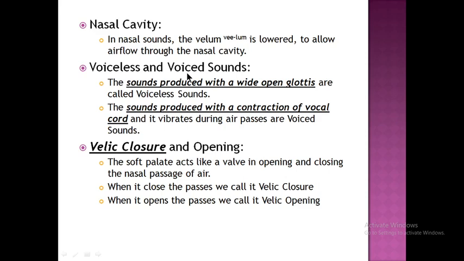Okay, let's understand two different concepts of sounds, which are voiceless and voiced sounds. The reason for naming them voiceless or voiced is the glottis. So understand this. The sounds produced with a wide opening glottis, when the glottis is very much open, are voiceless sounds. But when the glottis or vocal cord is contracted, the sound is voiced. The same is written here. Sounds produced with a wide opening glottis are called voiceless sounds, and sounds produced with a contraction of the vocal cord, which vibrates as the air passes, are voiced sounds. This is the difference between voiceless and voiced sounds.